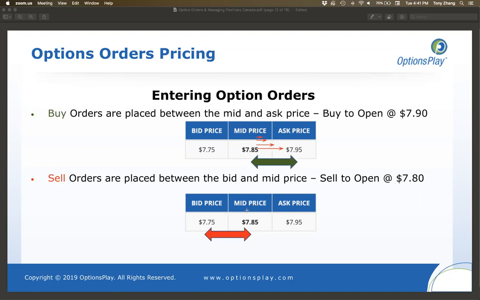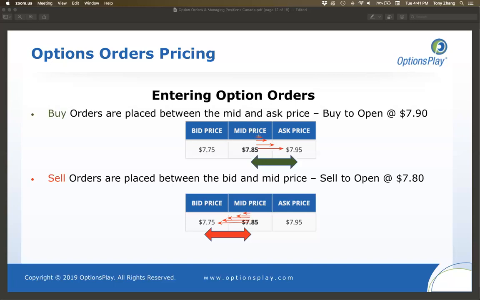And if you're selling, you always want to sell at the highest possible price. So you want to price it closest to the mid price, maybe 7.83, 7.82, 7.80. And then if it still doesn't get filled, then you start moving to 7.78, 7.75. So that's how you go about getting an order filled.